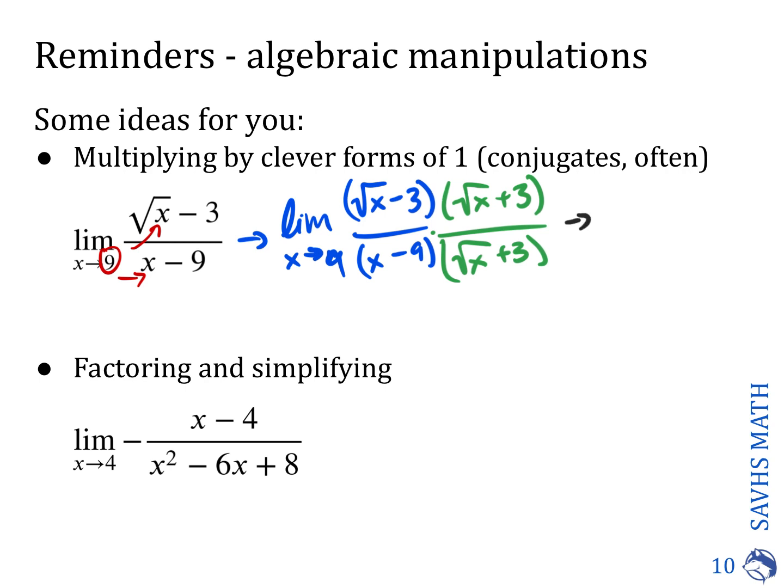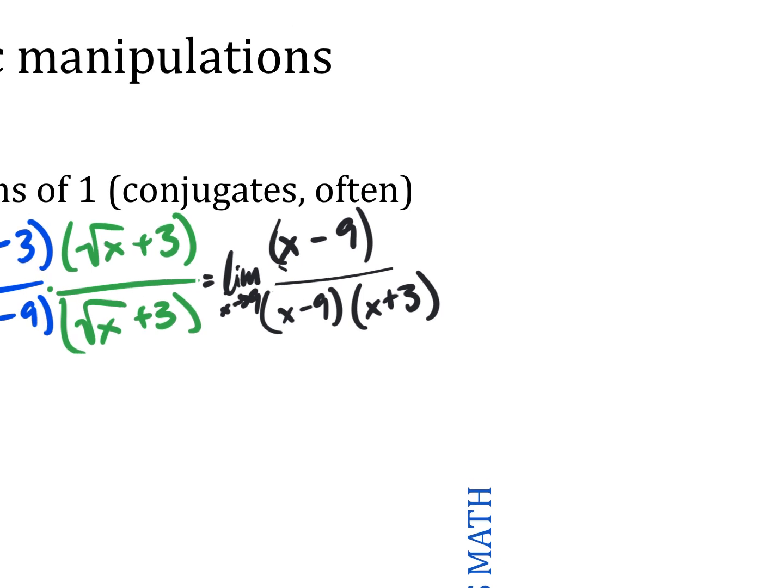So if you FOIL out the top, you get x minus 9, which is good. And then on the bottom, we get x minus 9 times, I'm just going to keep it, root x plus 3. But you know what? I made a little bit of a mistake because there's some specific stuff you have to do when you write limits. You have to make sure you have that limit notation in there, or else it's not really equal. So I'm going to write lim as x goes to 9. Okay, so the limit as x approaches 9 of x minus 9 over x minus 9 times root x plus 3.